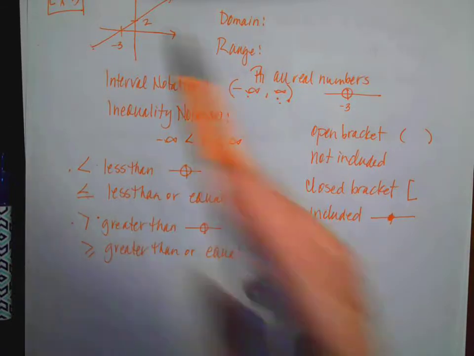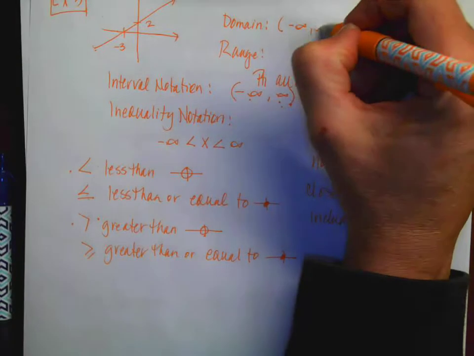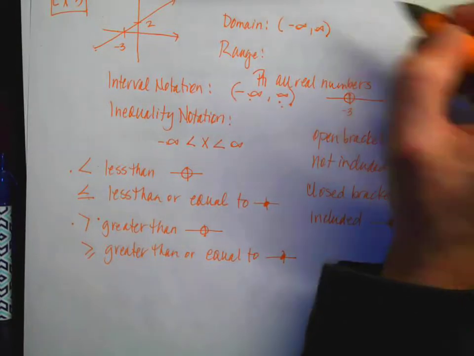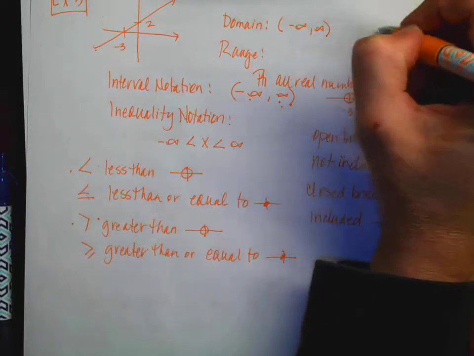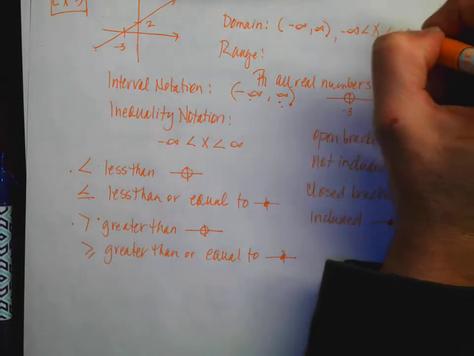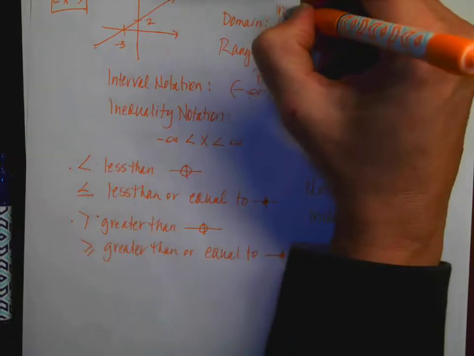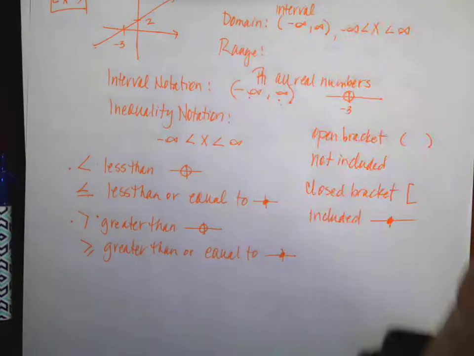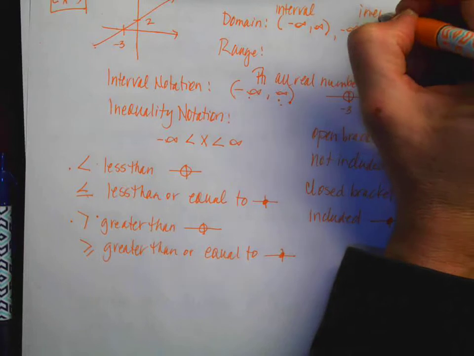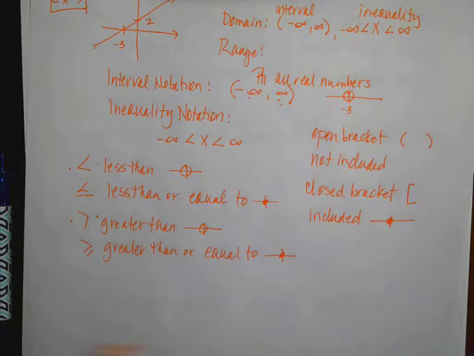That's not my job. And so for this particular function, we would write that the domain is negative infinity to positive infinity, or we could write x is greater than negative infinity and less than positive infinity. It depends on the problem whether they want it in interval notation or inequality notation.